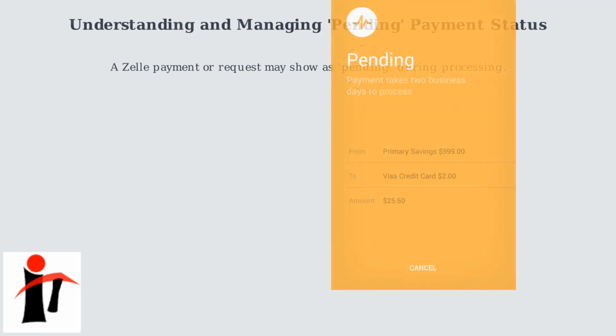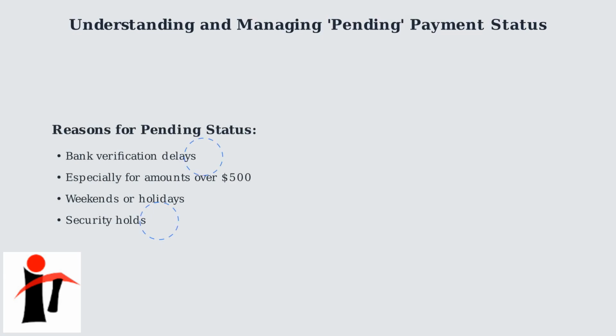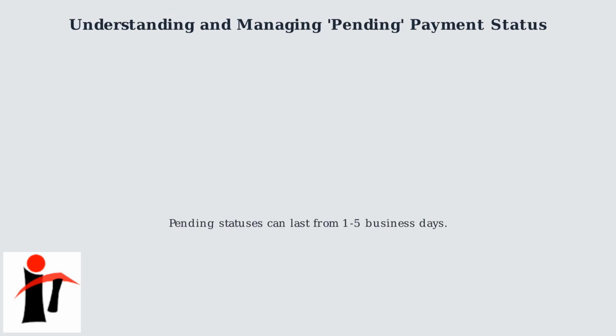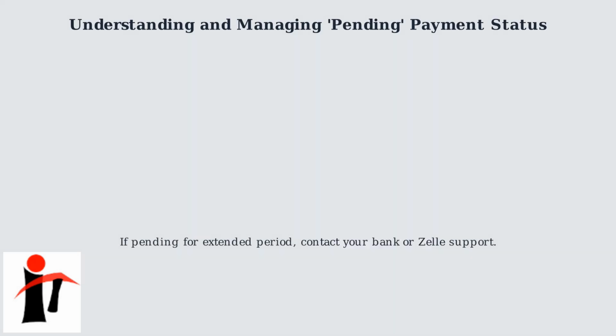A Zelle payment or request may show as pending during processing. This can occur due to several reasons, including bank verification delays, especially for amounts over $500, weekends or holidays, or security holds. Pending statuses can last from 1 to 5 business days. You can track the status in real time through your bank's app or the Zelle app. If a payment remains pending for an extended period, contact your bank or Zelle support for assistance.